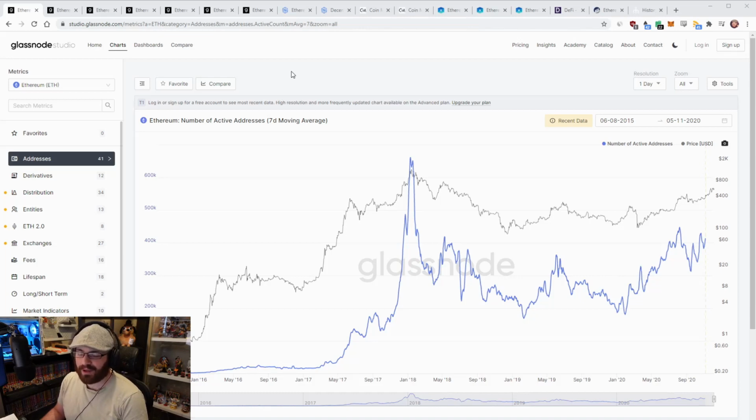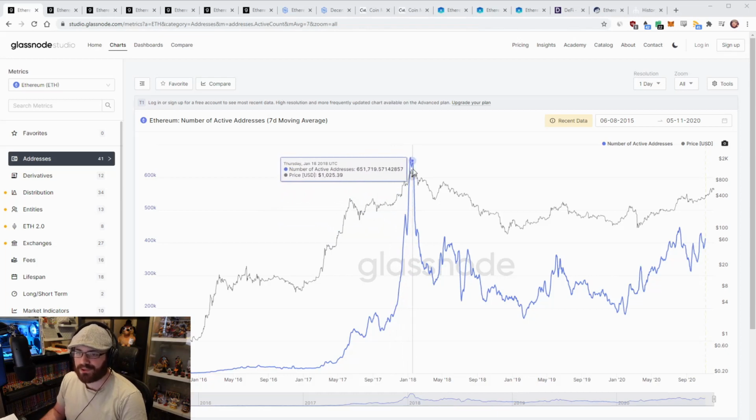So one of the metrics that I look at the most is the number of active addresses on Ethereum. Now, this chart here goes all the way back to 2015. So Glassnode actually has a bunch of rich data here going back as far as basically the mainnet of Ethereum being launched in mid-2015, which really gives some really nice context here. So you can see, obviously during 2017, we had this massive spike of active Ethereum addresses.